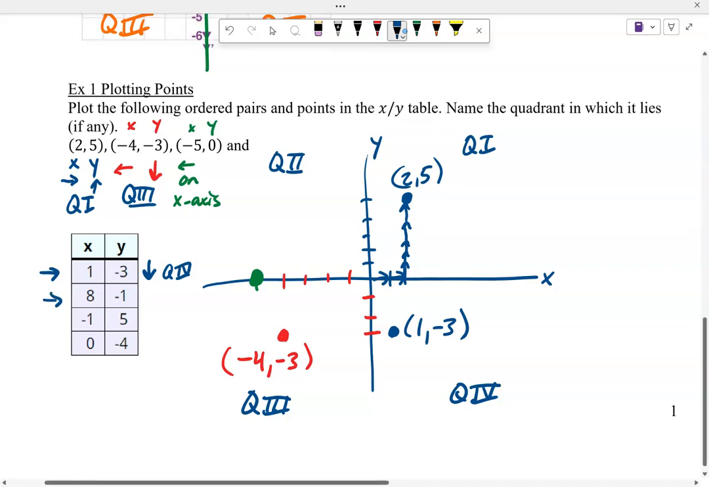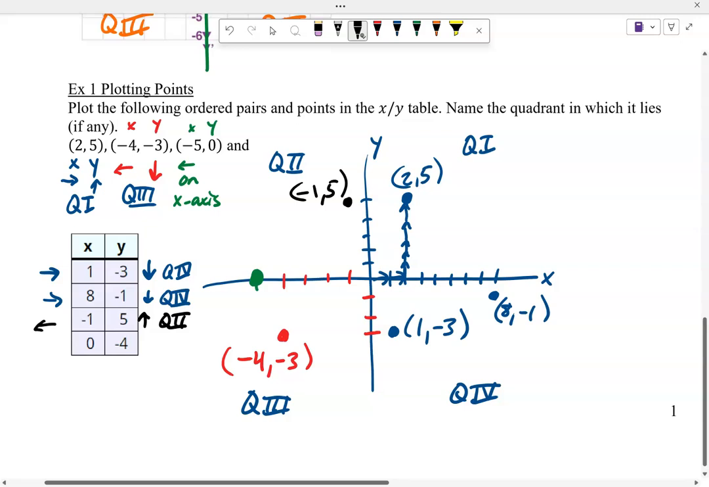8, -1. So now I'm going to go right 1, down 1. 8, -1. There's 8, -1. What quadrant is that? Again, in quadrant 4. How about -1, 5? We're going to go left 1, and then we'll go up 5. Left 1, 1, 2, 3, 4, 5, up 5. There's our -1, 5. Looks like we're in quadrant 2 on that.